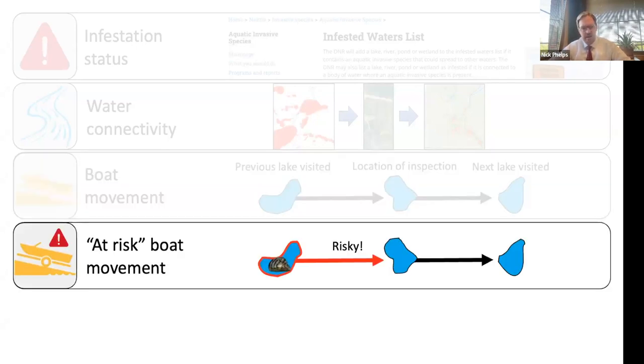We can subset that network, this whole network of all boat movements, to those that we consider to be risky. And those would be boats that move from infested waters of any given species to uninfested waters. We don't care so much about boats, at least for the purpose of this approach, that move from uninfested to uninfested waters. It's the infested to uninfested that are really important for management intervention, and are the focus of several of our models that I'll explain in a bit.